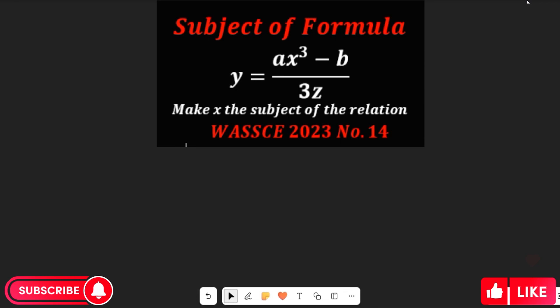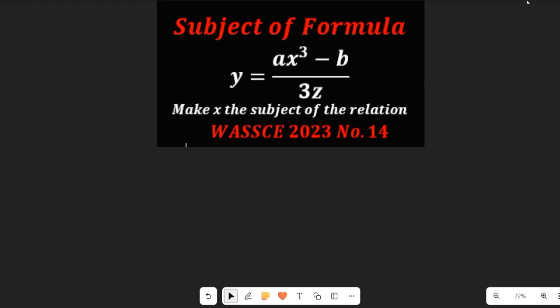Now, to solve this question, I used to tell my students, if you see bracket, clear the bracket first. If you see fraction, clear the fraction first as you go about solving the change of subject formula. Now, the x we want to make the subject is at the top, or the numerator of the fraction. So what we're going to do is, number one, clear the fraction. And to clear the fraction, we're going to multiply both sides by 3z.